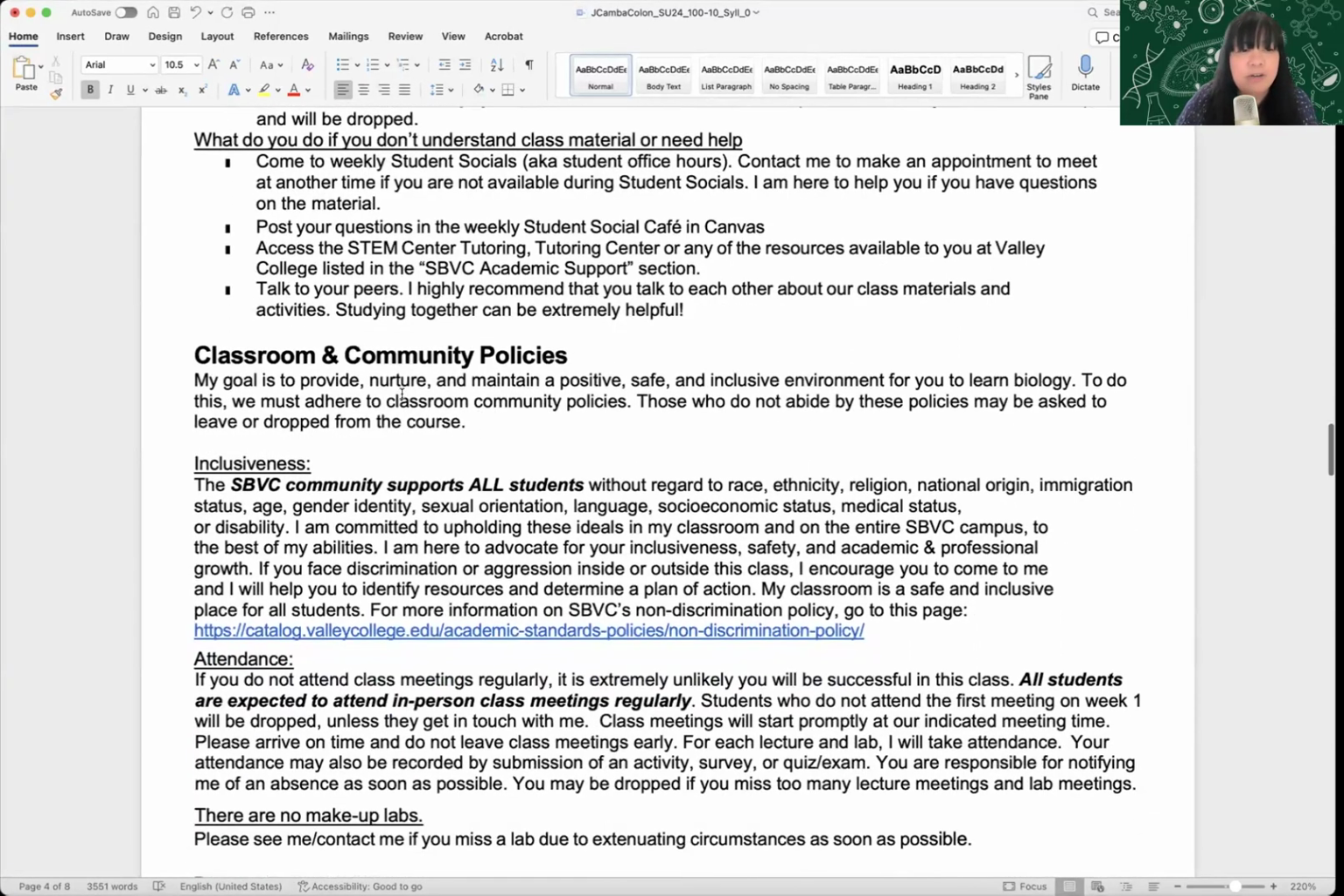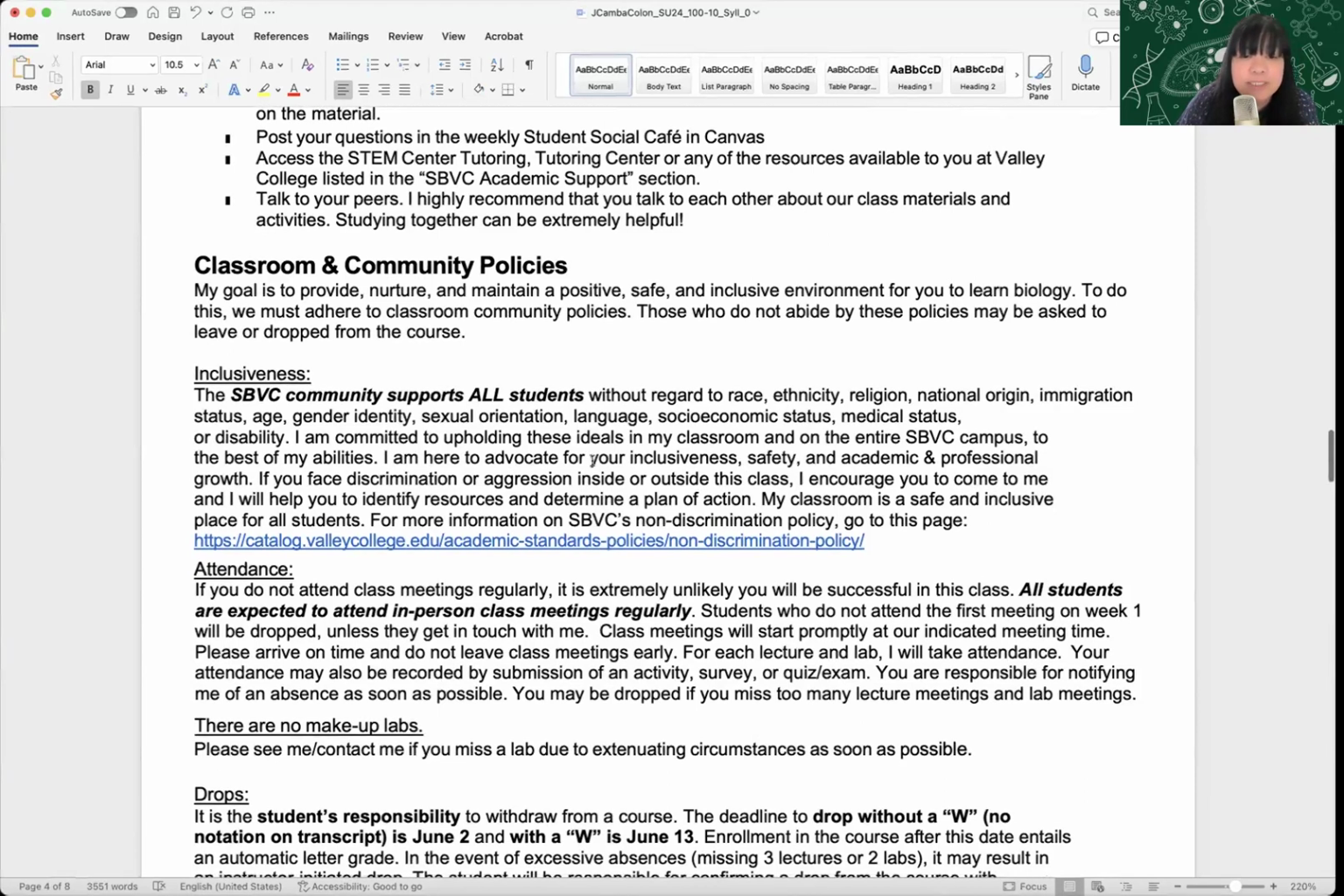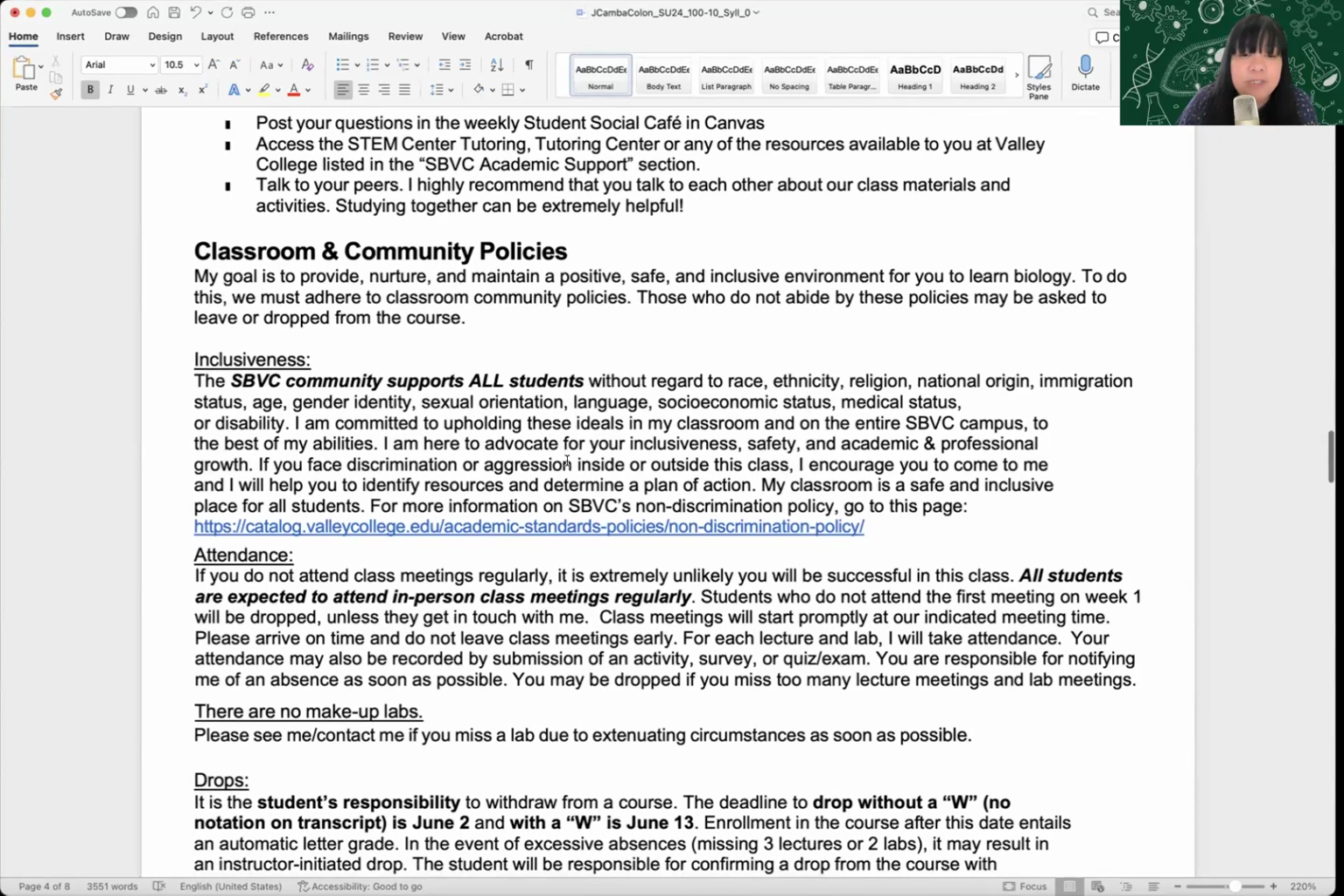So now let's talk about our classroom and community policies. We are very inclusive at San Bernardino Valley College. We support all students without regard to race, ethnicity, religion, national origin, immigration status, age, gender identity, sexual orientation, language. So we are inclusive of everybody, and medical status or abilities of the students. I'm committed to upholding these ideals in my classroom and on the entire SBVC campus to the best of my abilities. I'm here to advocate for your inclusiveness, safety, academic, and professional growth.